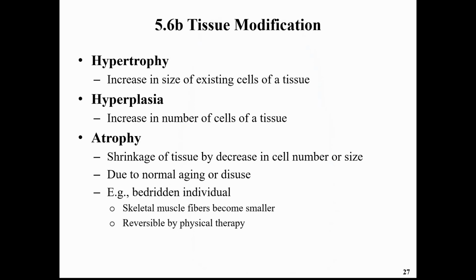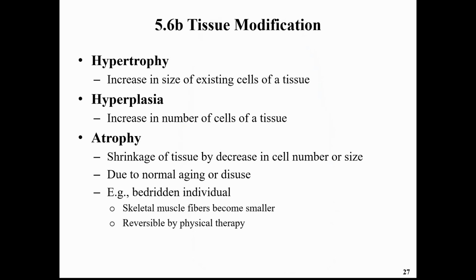Now, as we look at some words that define tissue modifications, these are really important to understand. Hyper, of course, means more than usual, and trophy is size. So hypertrophy is a bigger size than normal. A single cell can hypertrophy and become a much bigger cell. Hyperplasia, on the other hand, means an increase in the number of cells.